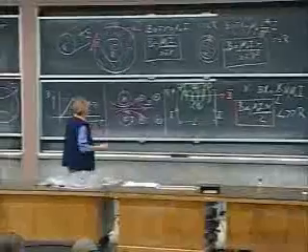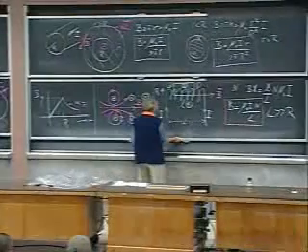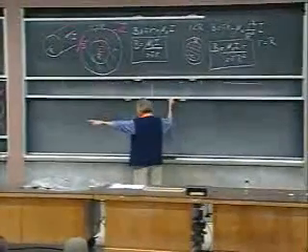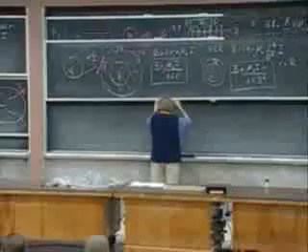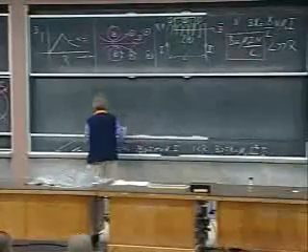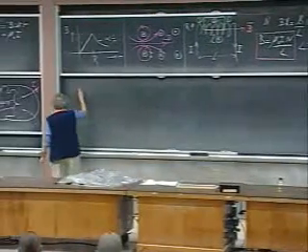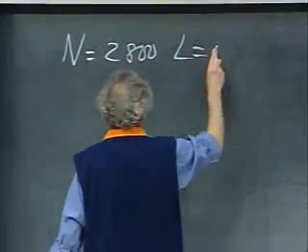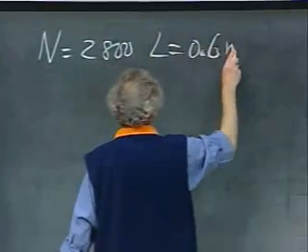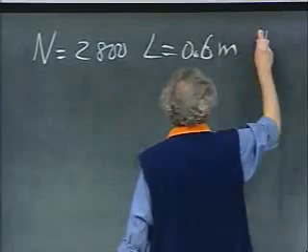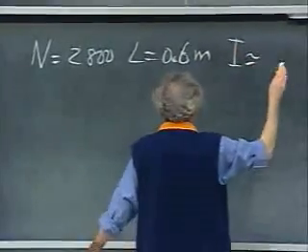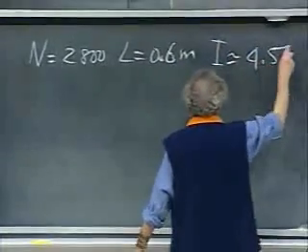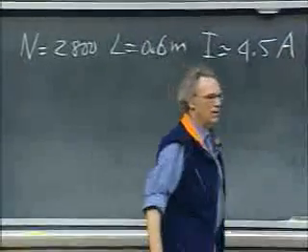I'll work out a numerical example which is aimed at a demonstration that comes shortly. We have here a solenoid whereby n is about 2800 and L is about 60 centimeters, that is 0.6 meters. And I'm going to run through there a current which I really don't know yet, but it's going to be close to 4.5 amperes. We will see when we do the demonstration.